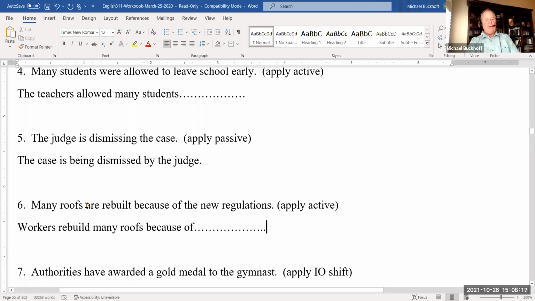So notice how the original is the simple present. It goes from "are" to "rebuild." Now, if I said "are rebuilding," that would be different. If I said "many roofs are being rebuilt," then you would say "workers are rebuilding," but I didn't say that. I said many roofs are rebuilt because of. So "are" and "rebuild" are the same. We actually put an agent, a doer of the action, in the beginning. Workers rebuild many roofs because of the new regulations.